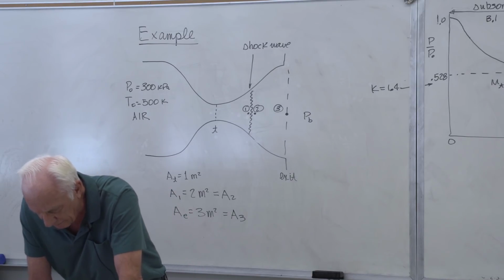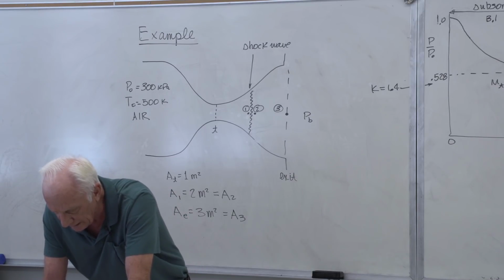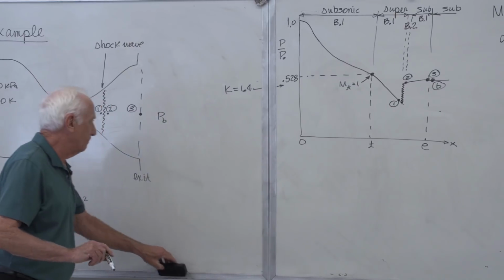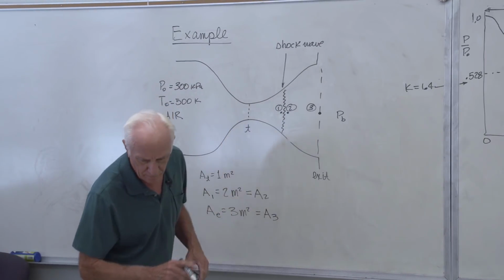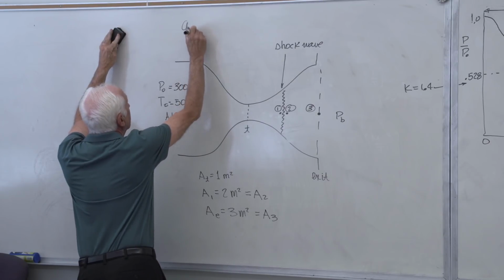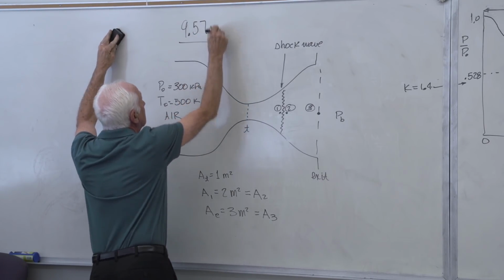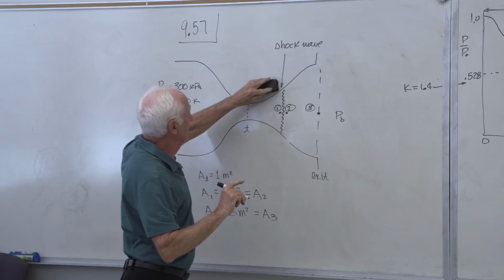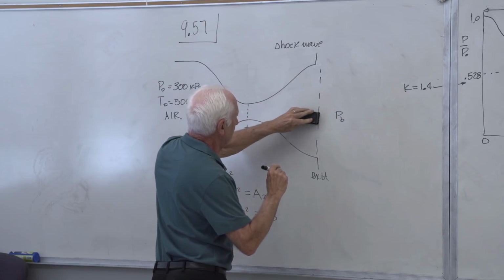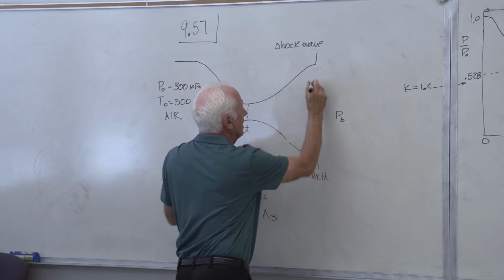Okay, air flows from a tank through a converging-diverging nozzle into a standard atmosphere. In the previous problem, the normal shock stood at the exit of the nozzle. Okay, so now a different picture. The problem said the shock is now at the exit plane. So now the shock is right here.